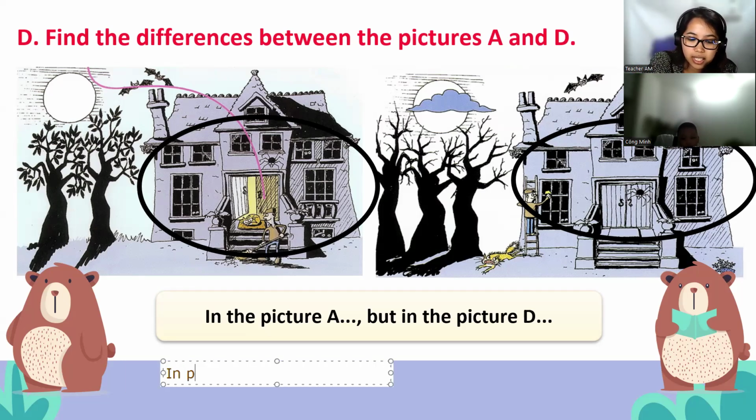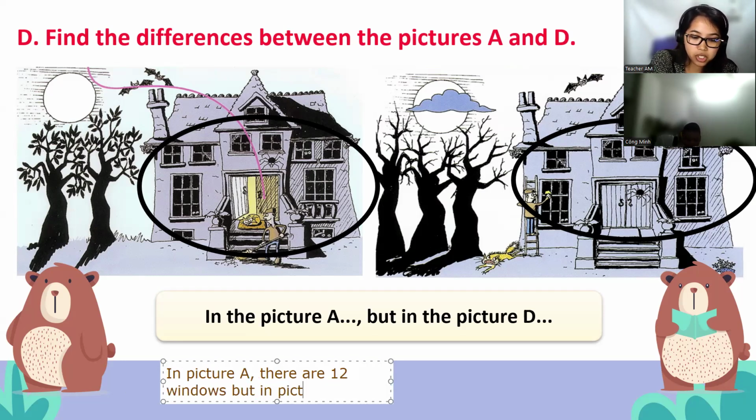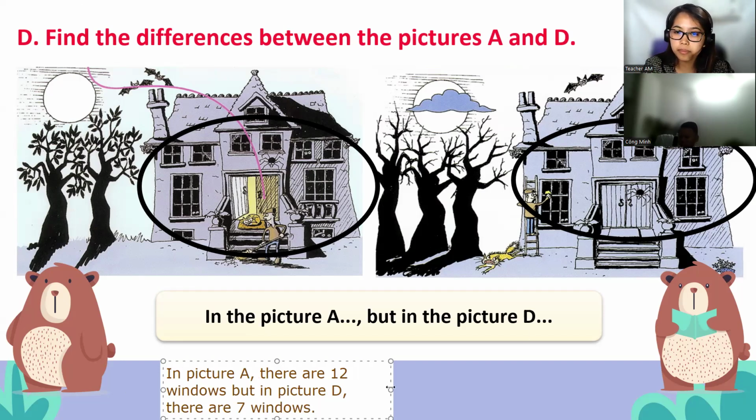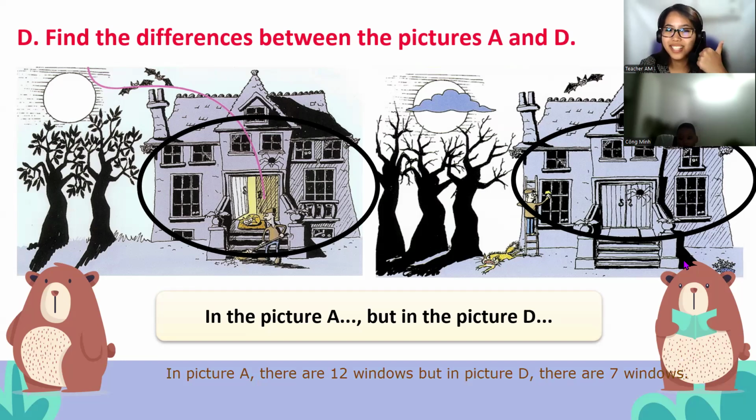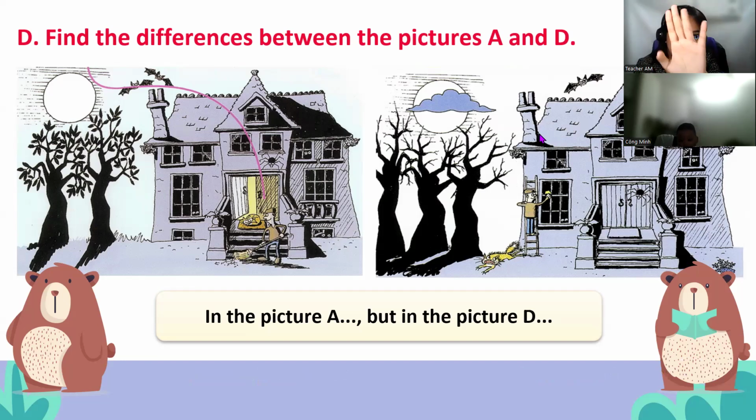Great. Okay, now let's do it again. In picture A, there are 12 windows. But in picture B, there are 7 windows. Can you say it again? Okay. In picture A, there are 12 windows, but in picture B, there are 7 windows. Well done. Okay, give me a high five, Min. Nice. You have 1 star for that.